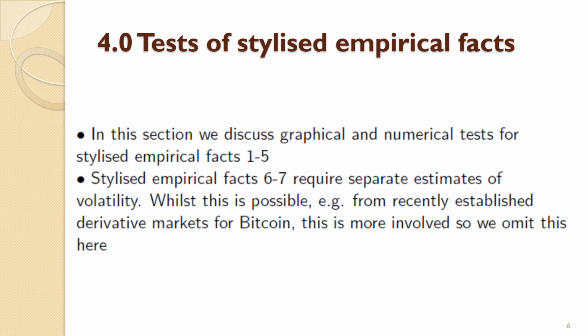Now, really what this requires is a functioning derivative market. For Bitcoin, derivative markets have recently been established. If you were looking at a stock market index or stock, at this point you would need probably some separate measures of volatility from derivatives markets in order to test these two empirical facts. But for stylized empirical facts 1 to 5, you just need a sequence of observed price data. So these ones are relatively easy to check, and we'll focus on these in this lecture.